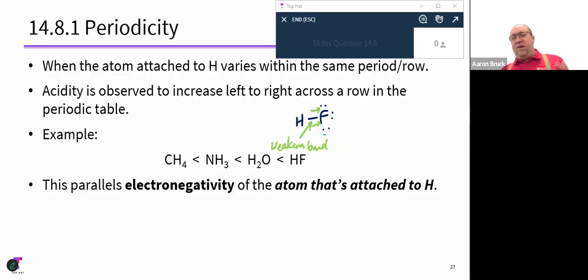And you might be saying, oh, but wait a second, oxygen and nitrogen are both really electronegative as well. And you would be correct. But the electronegativity difference is even greater still in the fluorine. And that's what's going to make that bond more acidic and easier to break still than even what's in water.